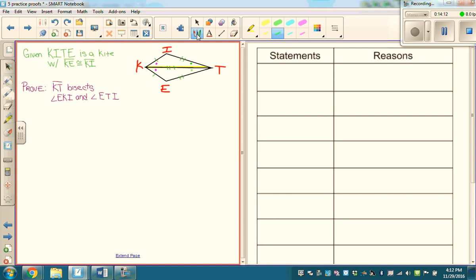So it's actually easier than the last couple proofs. So we're going to use side angle side here. I think you can see that. Triangle KIT is going to be congruent to triangle KET.